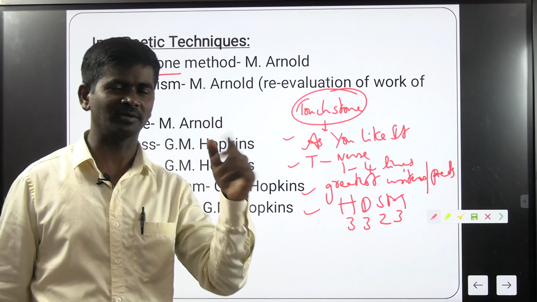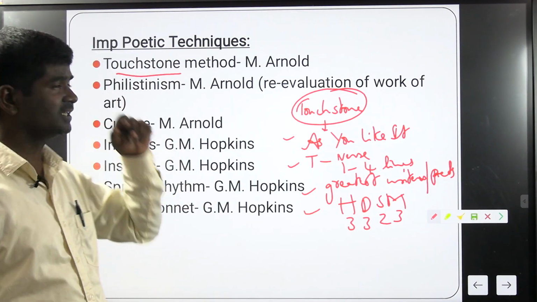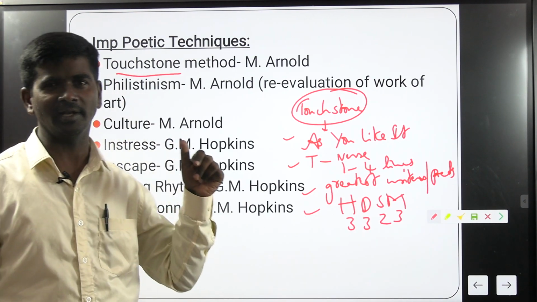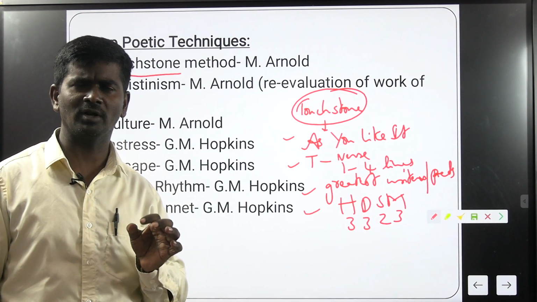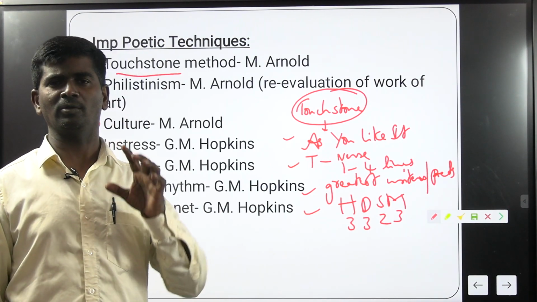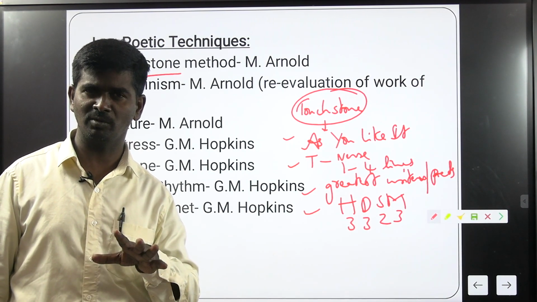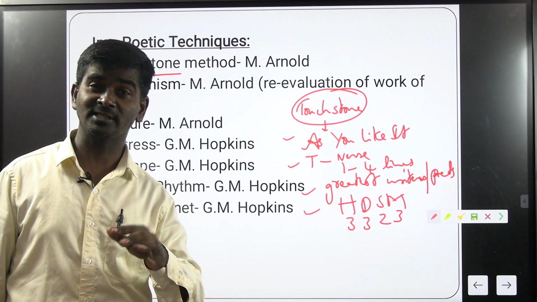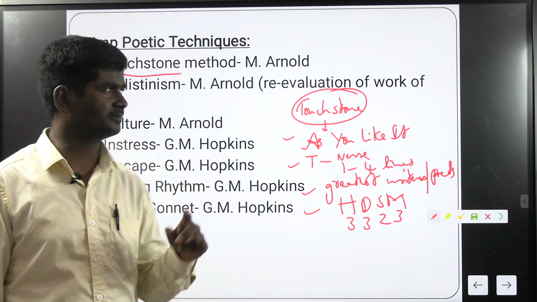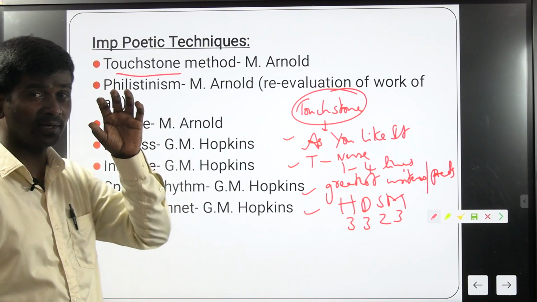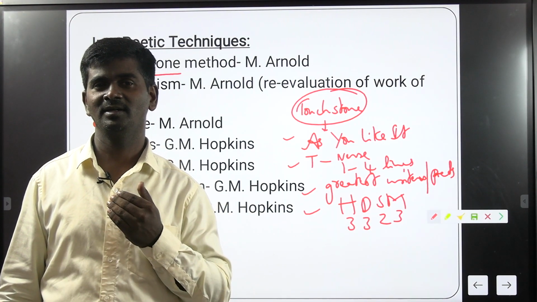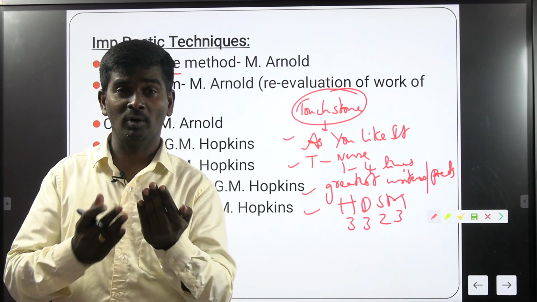I think you understood. Next, Philistinism. The second important technique proposed by Matthew Arnold is Philistinism. One of the major important critics in English literature is Matthew Arnold. Function of Criticism, Study of Poetry, Essays in Criticism are popular works by Matthew Arnold. What does Philistinism mean? Re-evaluation of works of art. So, re-evaluating works of literature.